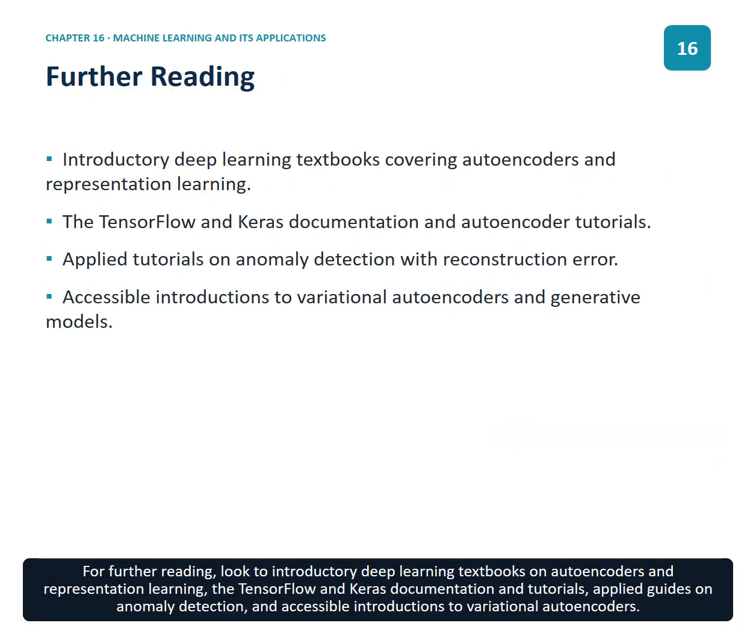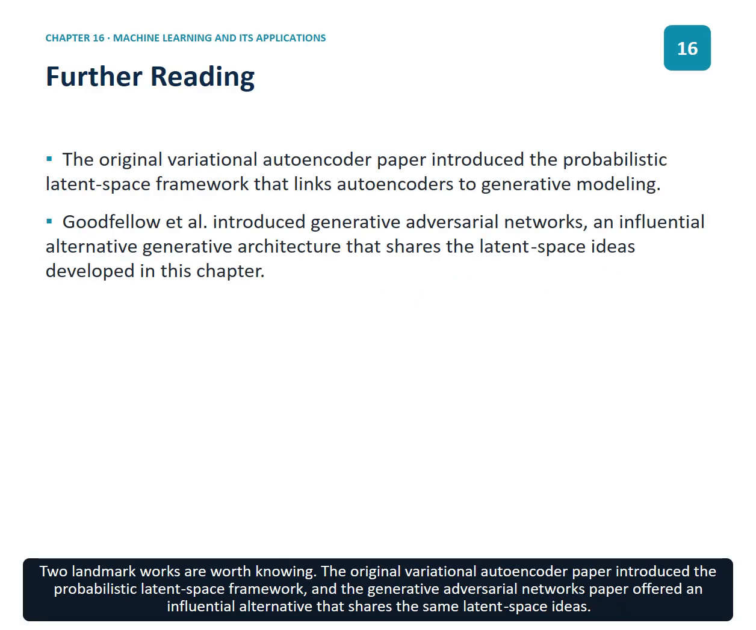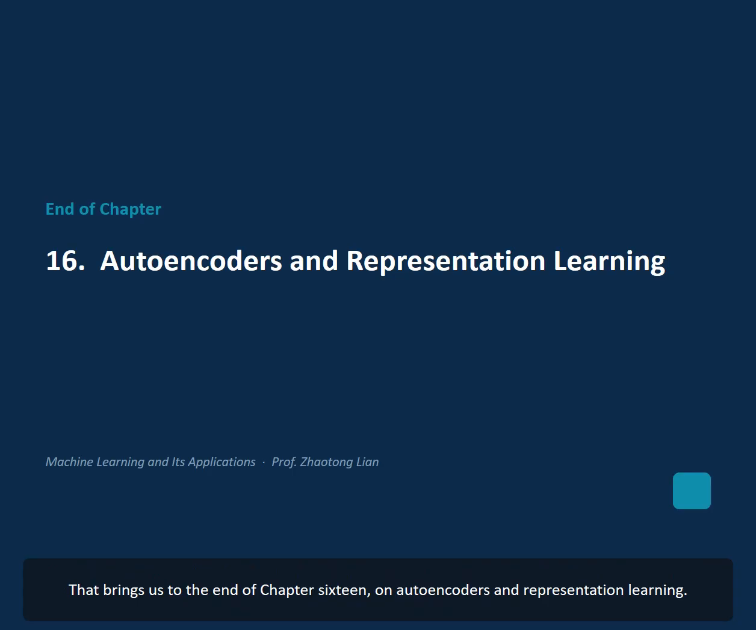For further reading, look to introductory deep learning textbooks on autoencoders and representation learning, the TensorFlow and Keras documentation and tutorials, applied guides on anomaly detection, and accessible introductions to variational autoencoders. Two landmark works are worth knowing. The original variational autoencoder paper introduced the probabilistic latent space framework, and the generative adversarial networks paper offered an influential alternative that shares the same latent space ideas. That brings us to the end of chapter 16 on autoencoders and representation learning.